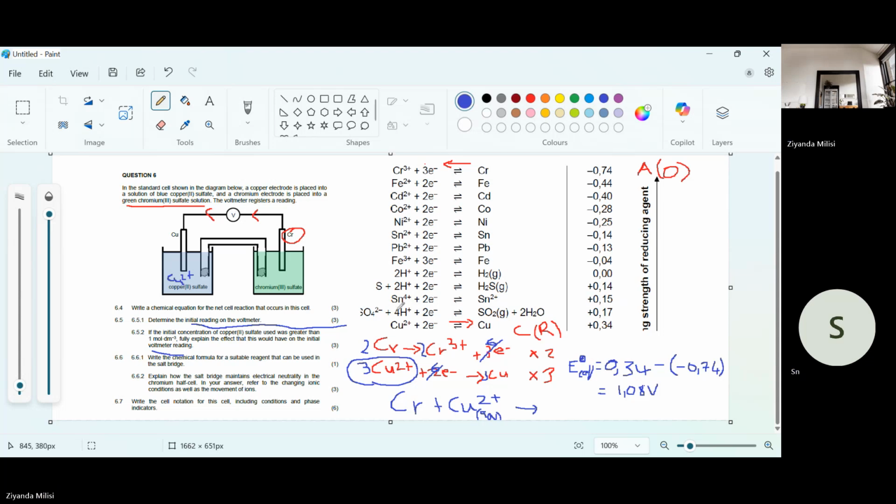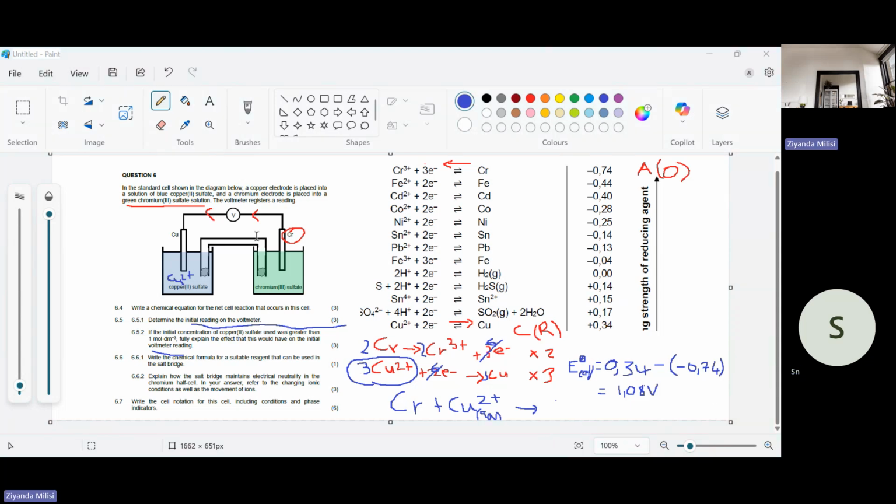You must hold on to that. But if the concentration of the product was increased, remember, the reverse reaction was going to be favored. Then if the reverse reaction is favored, it means the voltmeter reading will decrease.